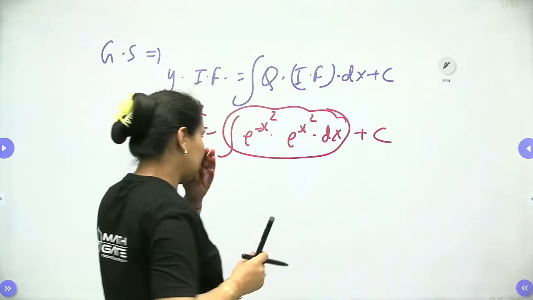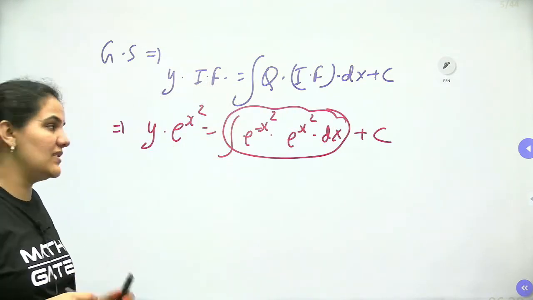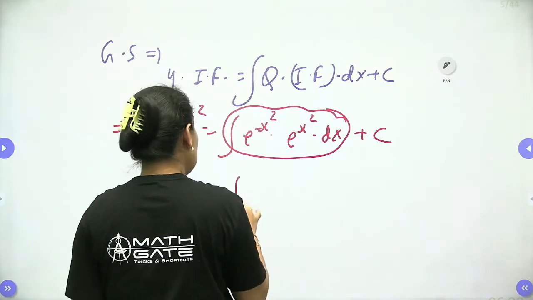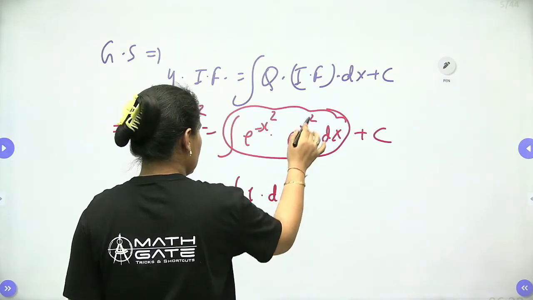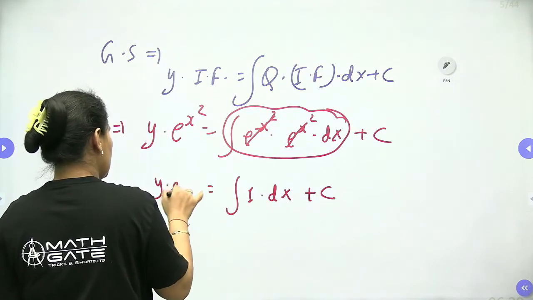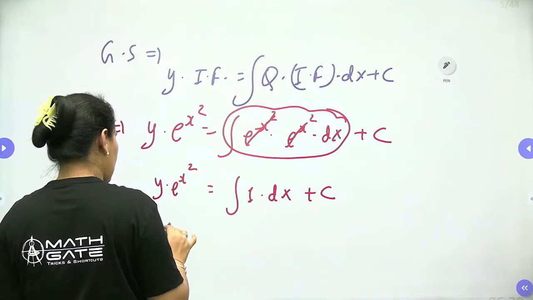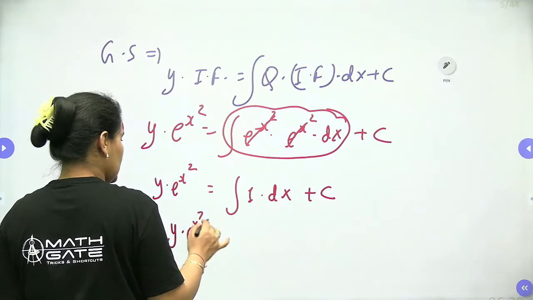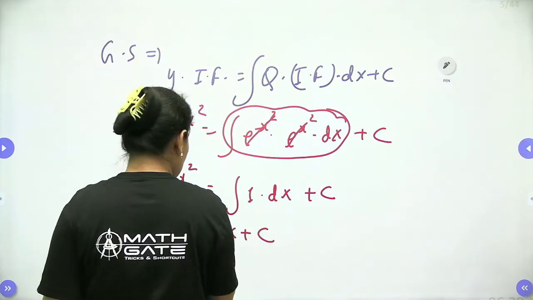This will be e power x square and e power minus x square will be cancelled out. So this will be 1 only. So integral of 1 dx, these two terms will be cancelled out, plus c. So it will be y into e to the power x square. When we integrate 1 dx, it is x plus c only, right?